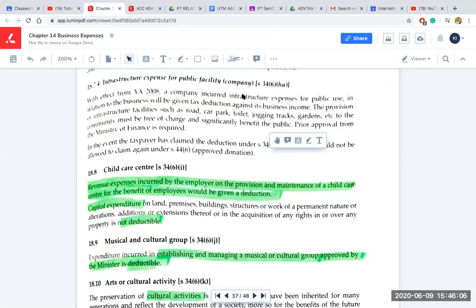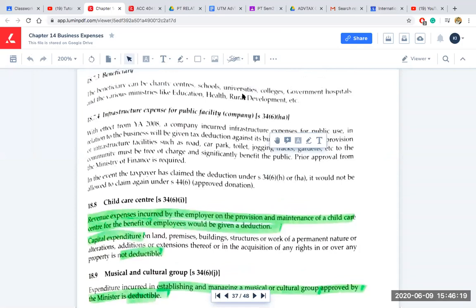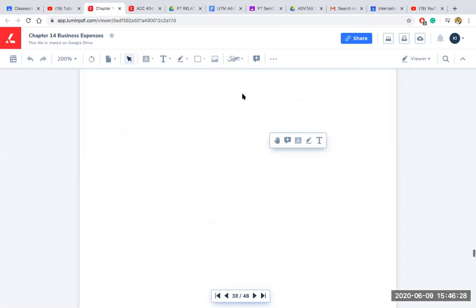Cumanya ada lagi satu. Dalam double deduction, okay. Kat mana kita boleh cari double deduction on childcare center? On page 274. Ingat ya, kat sini is section 34C. One, kata benda tu revenue expenditure is a single deduction. Remember that? Then you go to page 274.